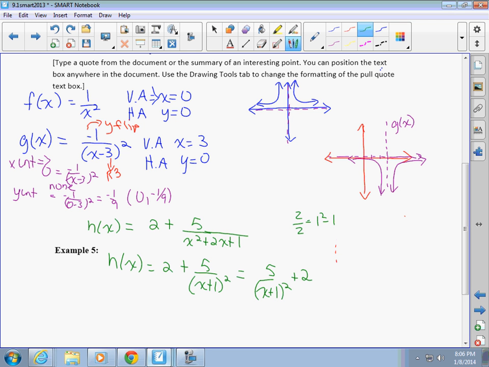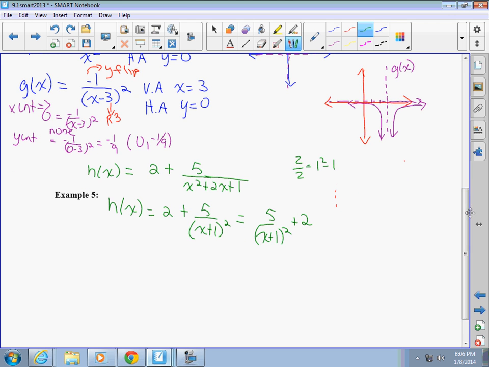So this means my h value is equal to -1, so that means I'm going to go left 1, and that means my vertical asymptote is at x is equal to -1. My k value was a 2, so that means I'm going to go up 2, and it means my horizontal asymptote is at y is equal to 2.